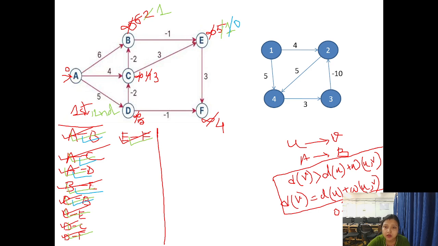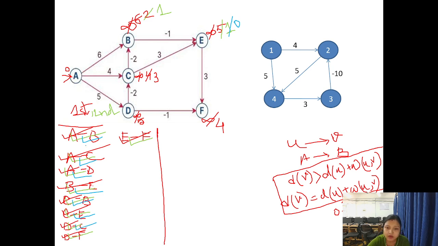C to E. The distance of E is 0, and if we consider this, then 3 plus 3, which is 6, is greater. So no updation required for C to E. We are done with C to E. Next is D to C. The distance of C is 3, and if we consider D as U, then it will be 5 plus minus 2, that is 3, the same only. So no updation required.